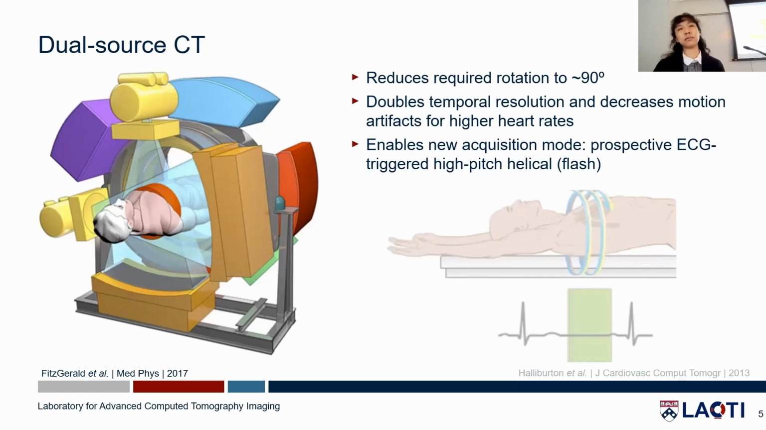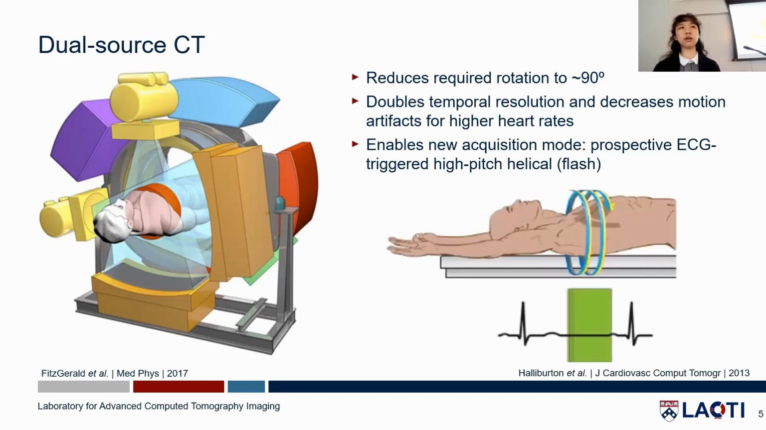It also enables a new acquisition mode known as prospective high pitch helical, also known as flash. Now, instead of scanning across multiple cardiac cycles, we're taking a high pitch helical scan, with a pitch of about 3.2, at a single cardiac phase. By doing so, again, this is a drastic reduction in dose in comparison to the spiral and the step and shoot modes, but has much less flexibility when it comes to reconstruction of images.